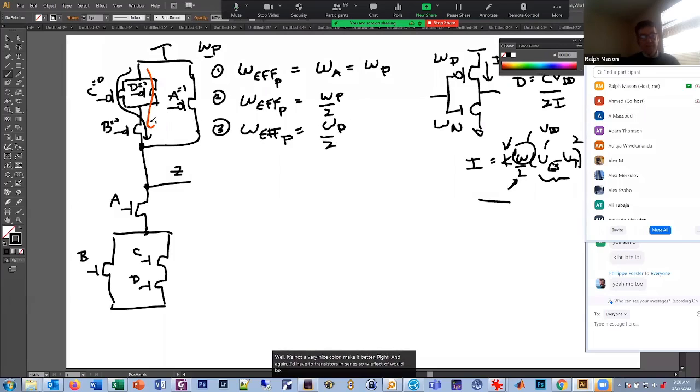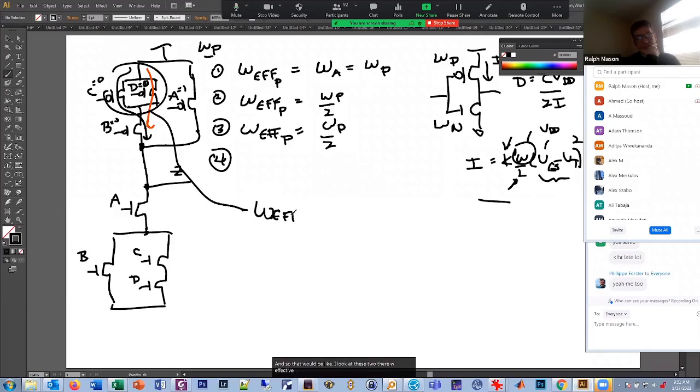And then the last case, I have both of these paths on. Oh, actually, I missed one. There's another case. There's 5 cases. There's a case when all paths are on. So case 4 was C is 0, D is 0, B is 0, and A is 1. So now I'm going through both of these paths. First off, I have these two in parallel, so their W effective, I'd add them. So it'd be 2WP, right?